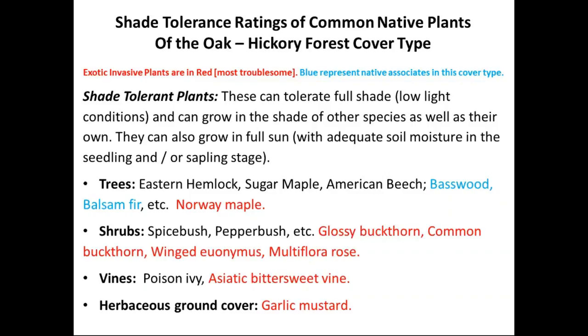But the invasive shade tolerance is Norway maple. The invasive shrubs that are shade tolerant are glossy buckthorn, common buckthorn, winged euonymus, and multiflora rose. And the shade tolerant invasive vine is Asiatic bittersweet vine, and herbaceous ground cover is garlic mustard. So I put this together again to show you the shade tolerant natives along with the invasives.